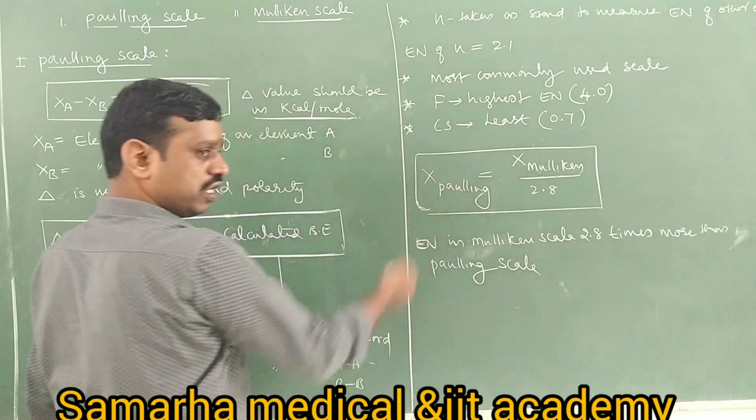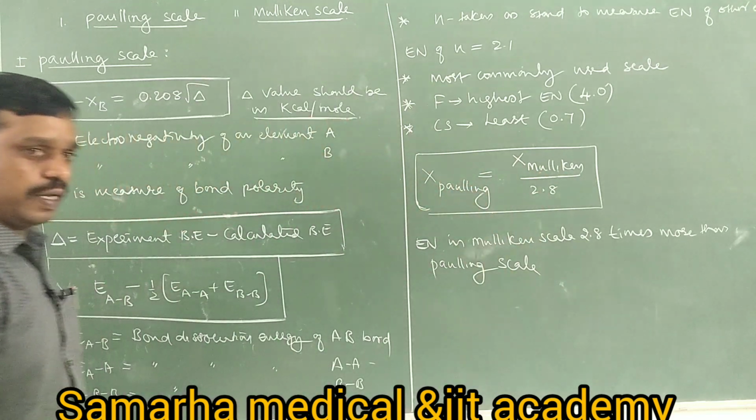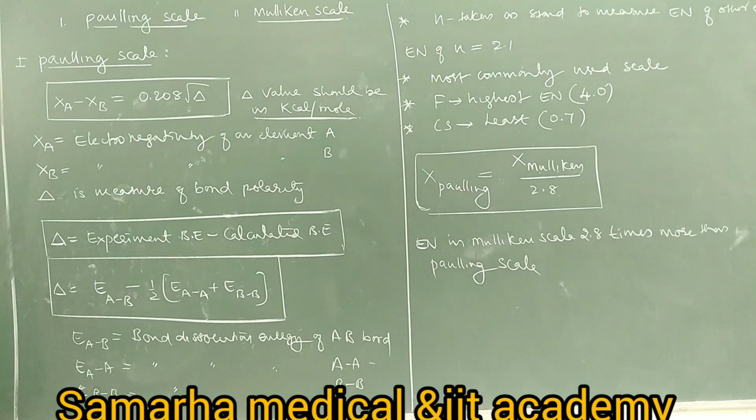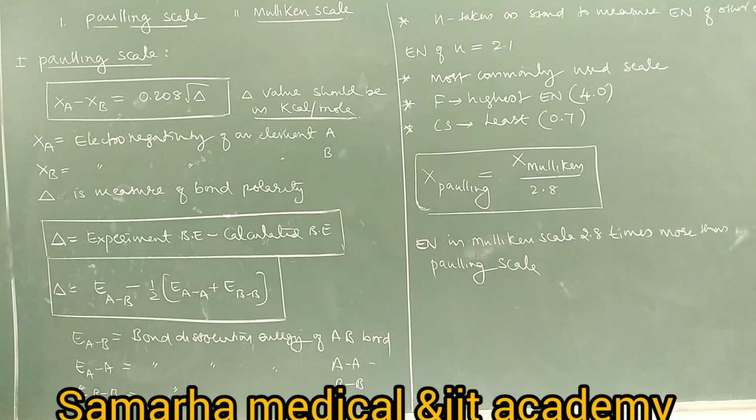So that is the relation. If you know the electronegativity in Mulliken scale, you can calculate it in Pauling scale. That is possible. So that is about electronegativities in Pauling scale.